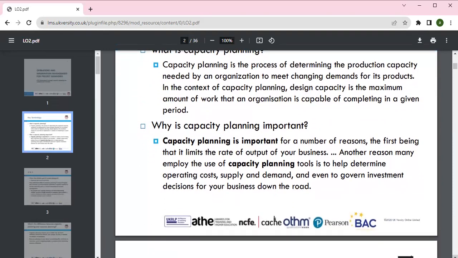Why is capacity planning important? It is important for a number of reasons. The first is that it limits the rate of output of your business. Capacity is the maximum utilization. Like in a hotel with 100 rooms, if 80 rooms are booked, it means 80% of capacity is used. In the same way, we can look at operating cost, supply and demand, and investment decisions according to capacity.